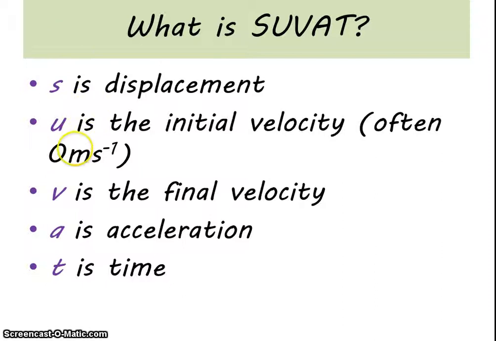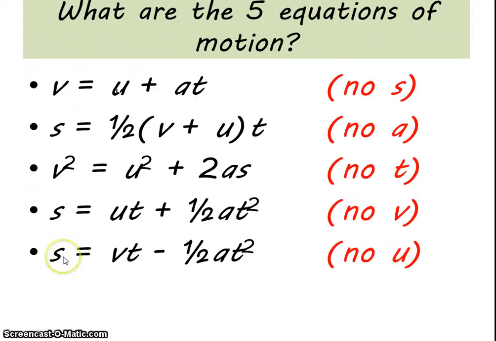The S stands for displacement, the U stands for the initial velocity, V is the final velocity, A is the acceleration, and T is time. So these are the 5 equations of motion, and as you can see from them, they all have one letter missing. So the top one has no S, so no displacement.